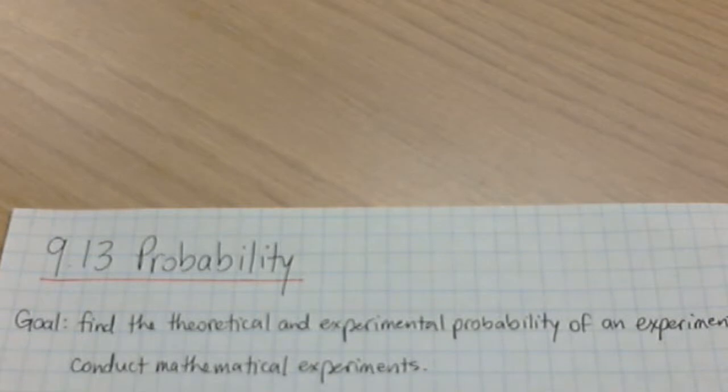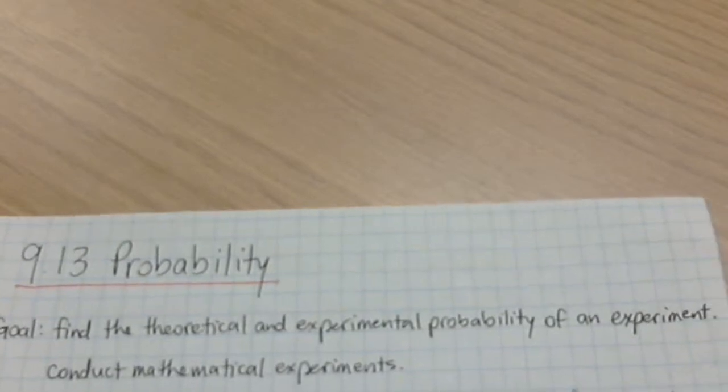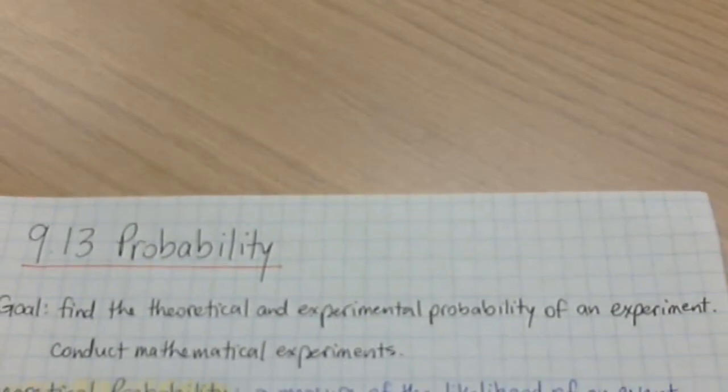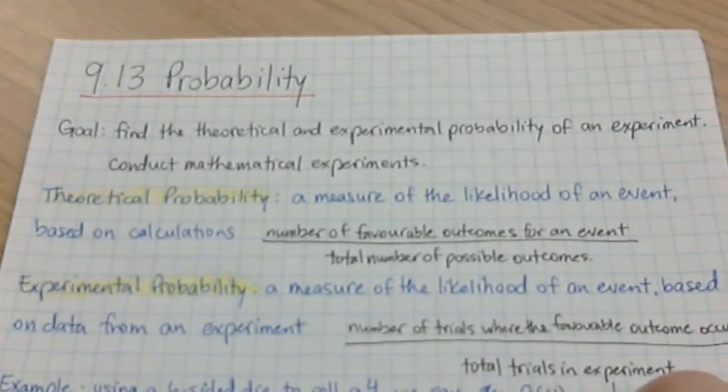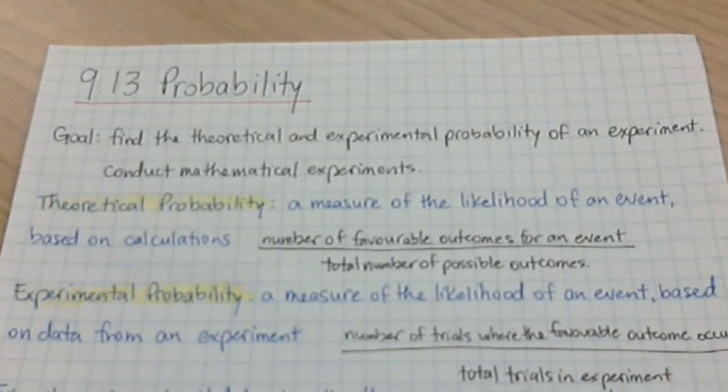Our goal for today is to find what's called the theoretical and the experimental probability of an experiment, and to also conduct mathematical experiments. Now, you might be asking yourself, Mr. V, theoretical probability, experimental probability, what is that? I'm glad that you asked. This is what it is.